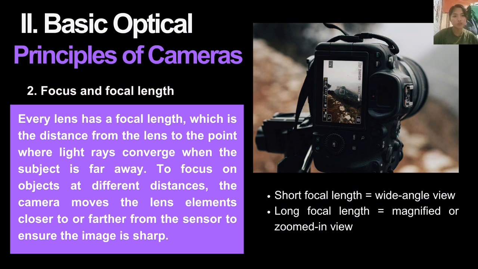Focus is what makes sure that the image is sharp and clear. To do this, if you're using your phone's camera, all you have to do is to tap the subject that you want to focus on. Once it is in focus, you can take a picture then.